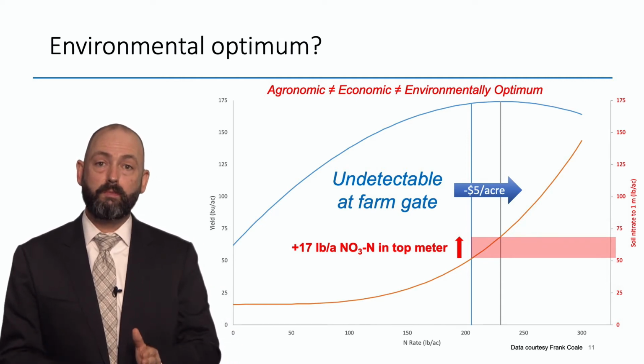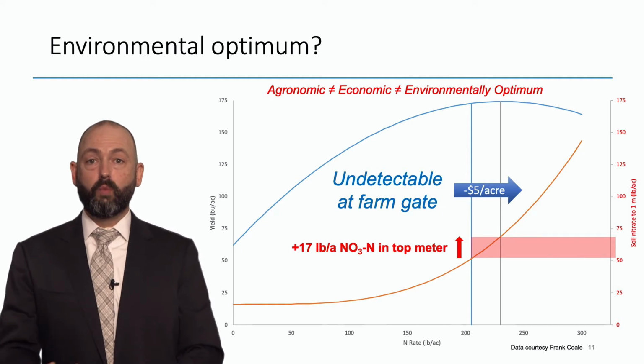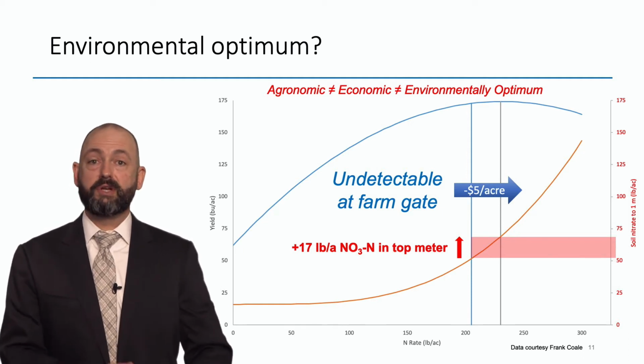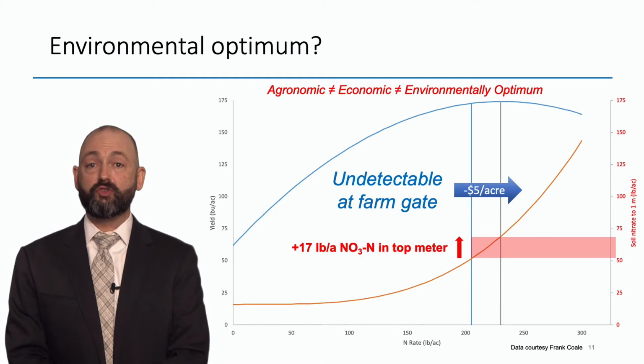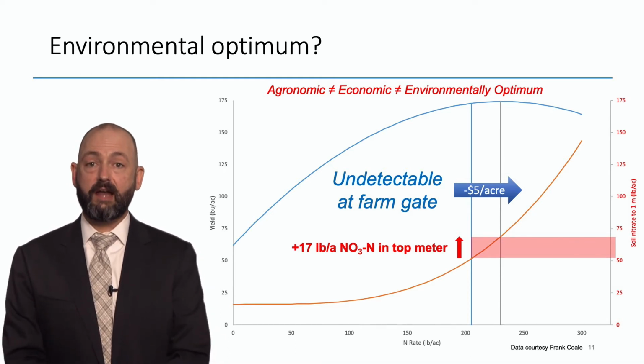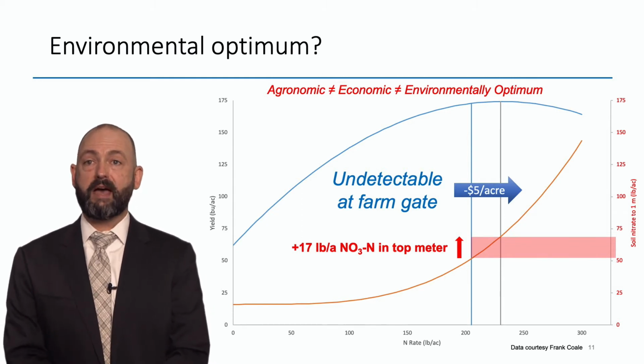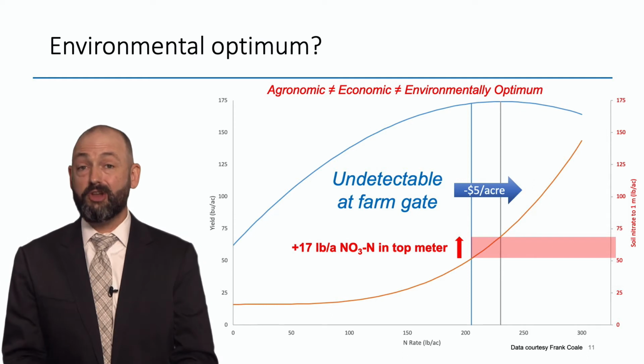So this is an important point. Often we think that we're protecting our bottom line by protecting the environment. And while this may be true, the environmental impact is far greater than the economic impact. So there's a $5 per acre loss by going up to the maximum yield rate. We don't even know that we have it. We can't detect that at the farm gate.